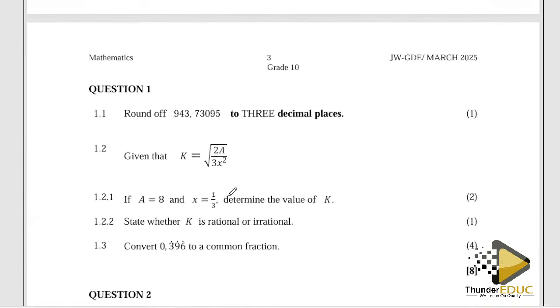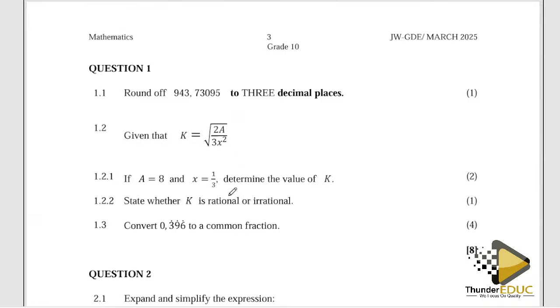Okay, so when we move on to question number 1, it is telling us to round off 943,73095 to 3 decimal places. So 3 decimal places simply tells us to look at the 3 numbers after the comma. So we're going to look at the 7, the 3, and the 0. Then immediately after the 3rd decimal place, we need to check what number comes after. It's a 9. So this 9 is going to affect the 0 by simply adding a 1.